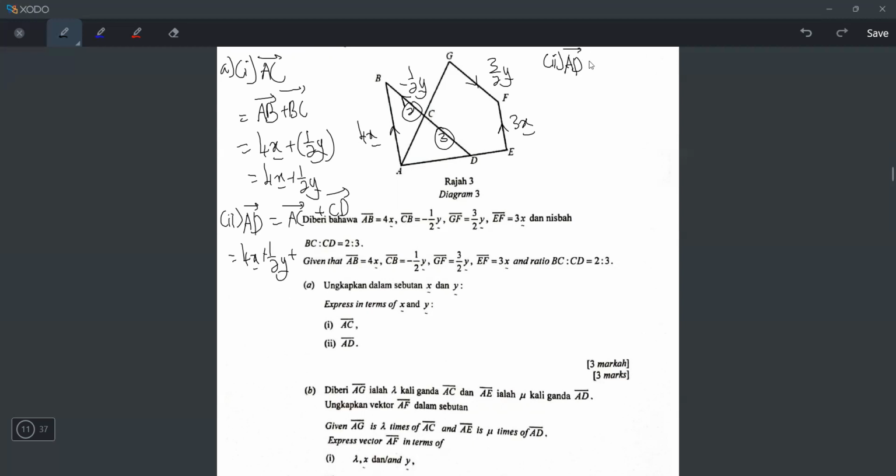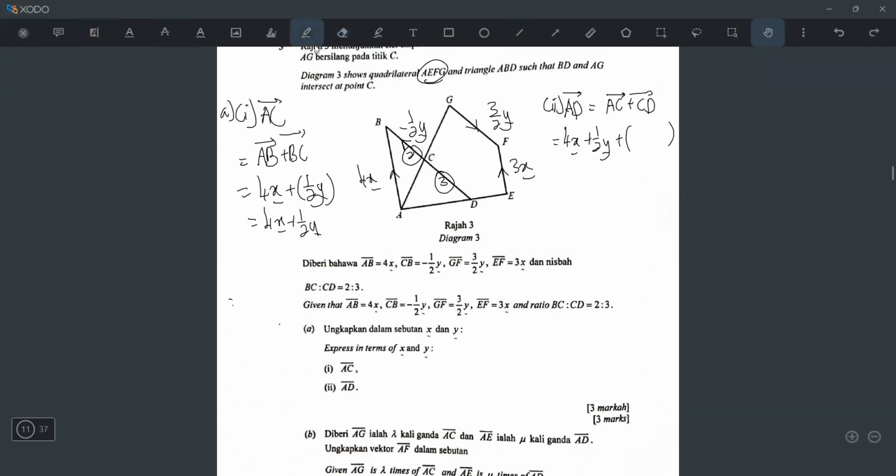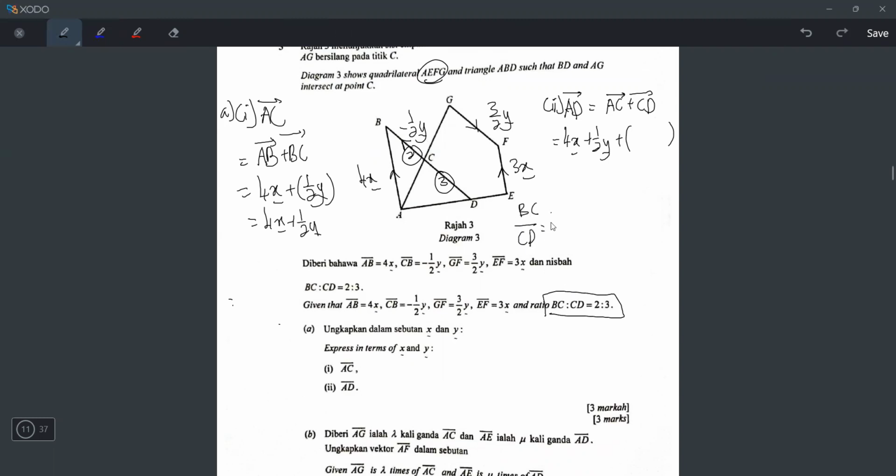So AD is equal to what? AC plus CD, and then AC is 4x plus 1 over 2y. Okay, and for CD, I don't have it, right? So if I don't have it, I need to find CD first. So how to find CD? Okay, first of all, you can take negative 1 over 2y. Okay, we can use this because they say BC over CD is 2 over 3.